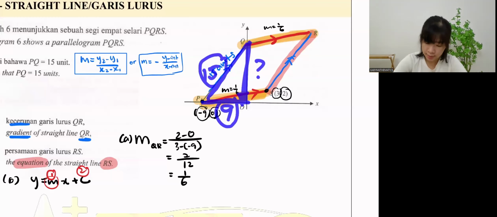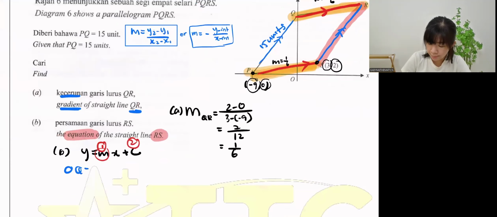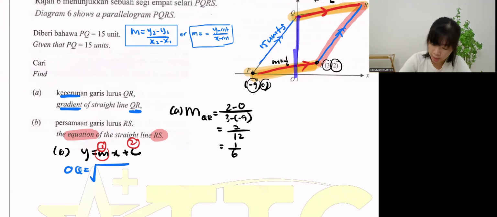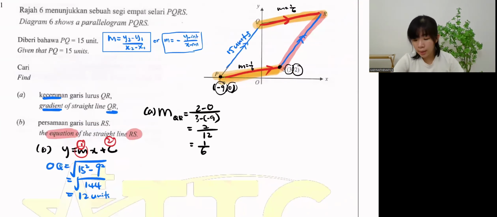So how about this one? Okay, let's do Pythagoras theorem first. To find OQ, Pythagoras theorem, plus or minus? Again, this one is the longest already. I want to find a shorter one. So 15 square minus 9 square. Okay, what is the answer? 15 square minus 9 square is 144. Square root of 144, 12 units. Okay, if OQ is 12 units, then Q is 12.